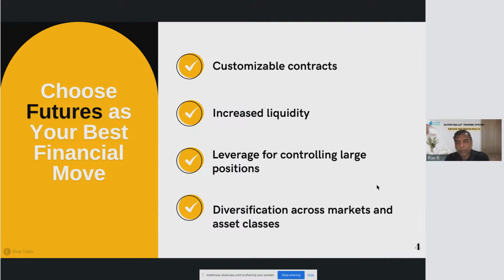And futures also offer diversification across markets. For example, you can trade futures of indexes, which means indexes are already diversified instruments. You can trade different asset classes with futures. We can trade gold, we can trade crude oil, we can trade commodities, we can trade, of course, indices. So futures give us a lot of diversification across markets and asset classes.